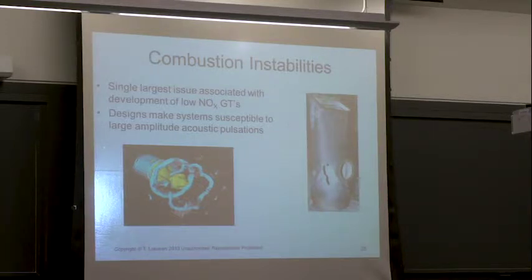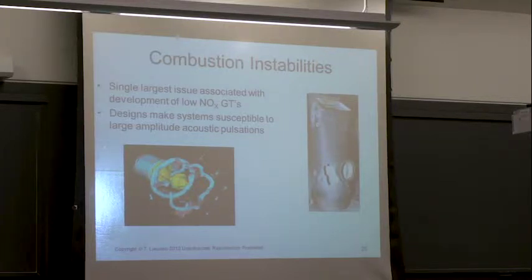This is a picture of what you wouldn't want to see if you were to own a power plant. This particular component is called a transition piece, and it's what transitions from a round combustor.